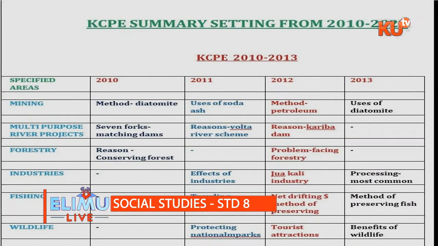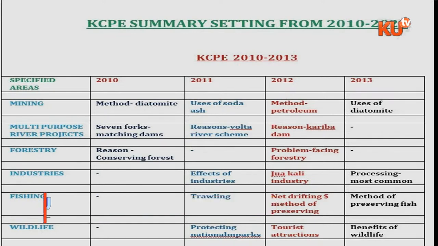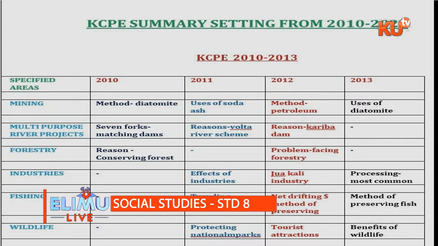Now, as you can see on your screen, mining was set in 2010, 2011, 2013, and 2014. To summarize, in 2010, mining was set, multipurpose was set, forestry was set, and then industries, fishing, and wildlife were not set in 2010. Up to urbanization down there, it was not set in 2010. Then in 2011, out of the areas that you have looked at, forestry was not set. In 2012, trade was not set. Then in 2013, multipurpose river projects and forestry were not set. On the screen, you can see on 2010 what was set about mining, multipurpose river projects, industries, and wildlife until you go to urbanization.